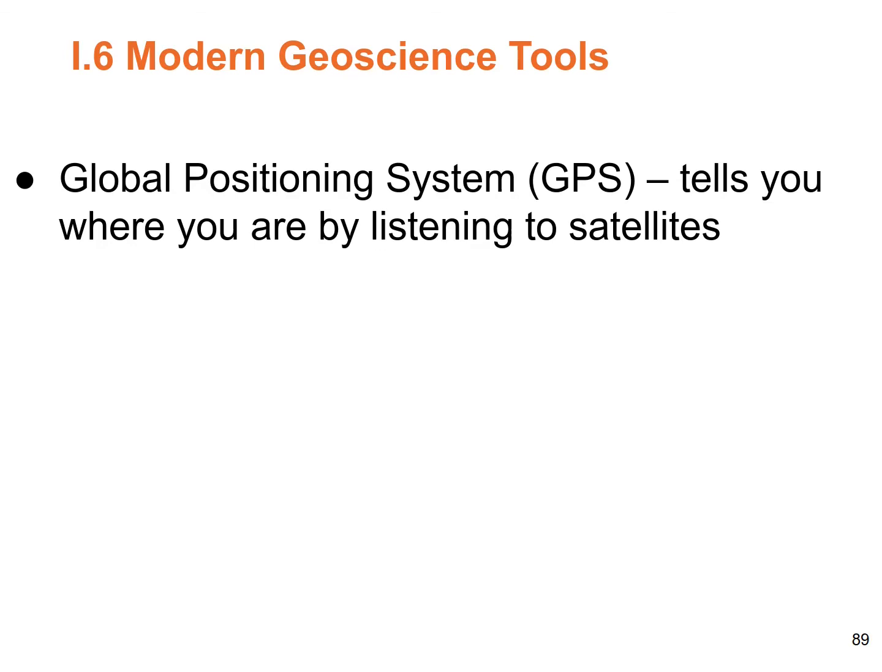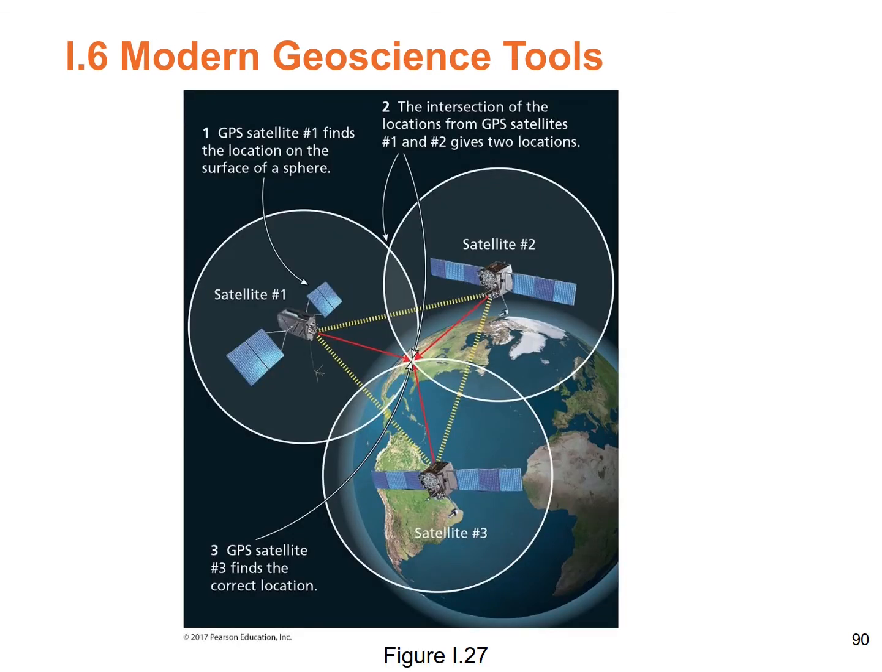Another geoscience tool is the Global Positioning System, or GPS. The GPS system tells you where you are by listening to the satellites. If you're only listening to one satellite, you're someplace on the surface of a sphere that's equidistant from that satellite. I should probably talk about GPS. So GPS is super fascinating because part of it is very sophisticated and part of it is very simple.